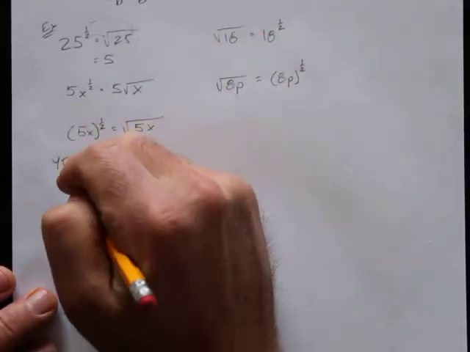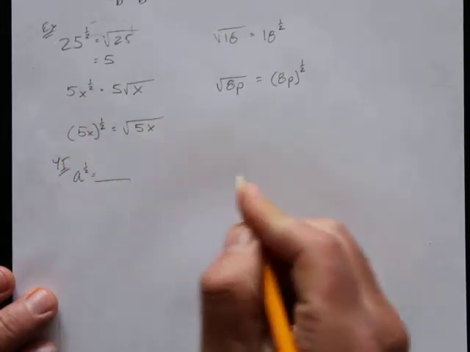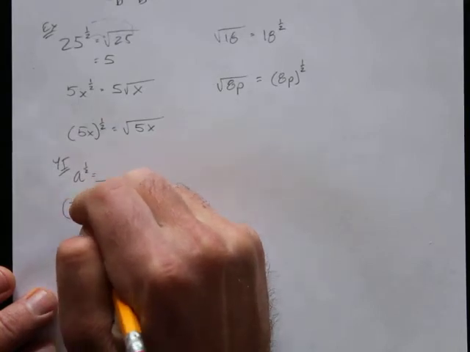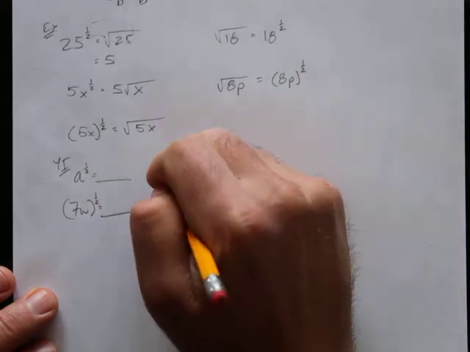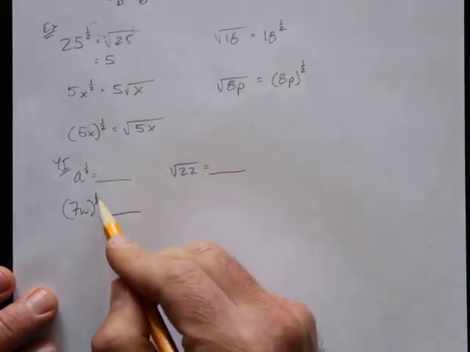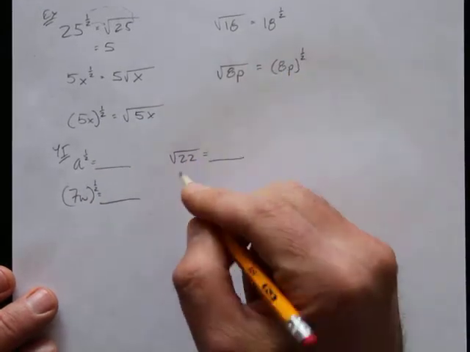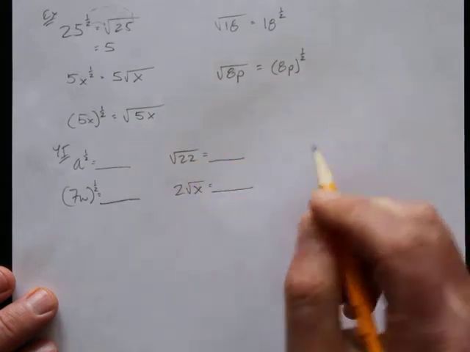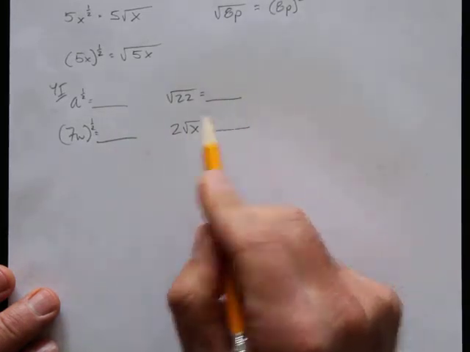Okay, rewrite a to the 1/2 power, rewrite 7w to the 1/2 power, rewrite the square root of 22. So rewrite these as a radical, and rewrite this one with an exponent, and this one also with an exponent. All right, radicals, exponents, go.